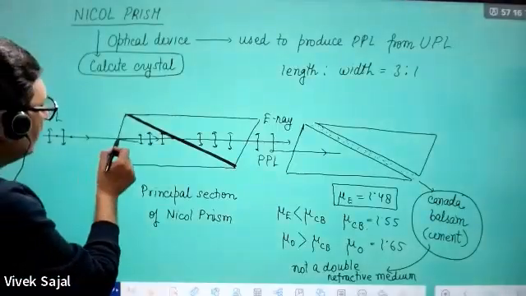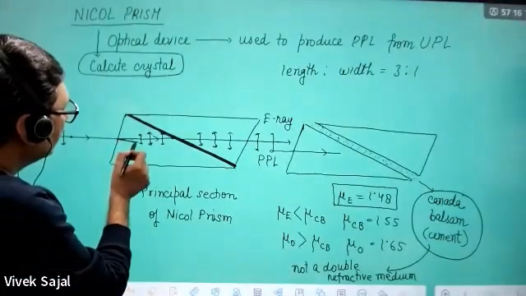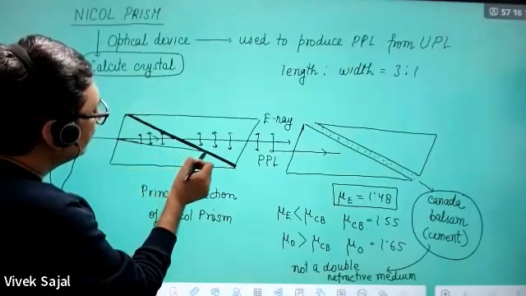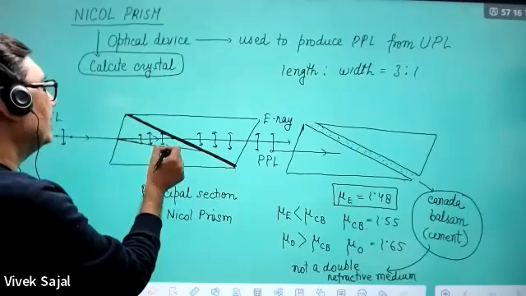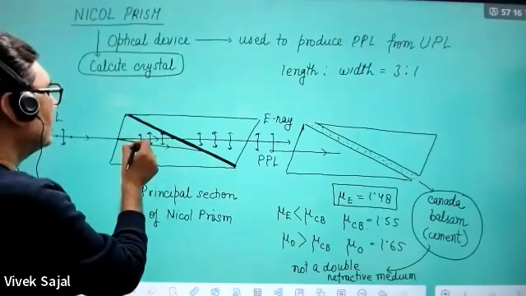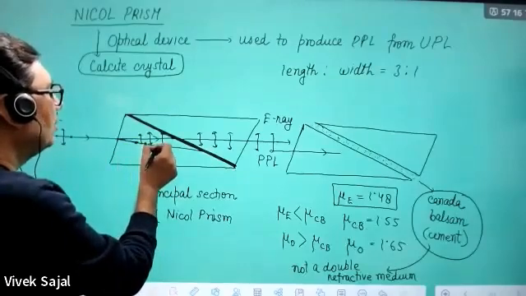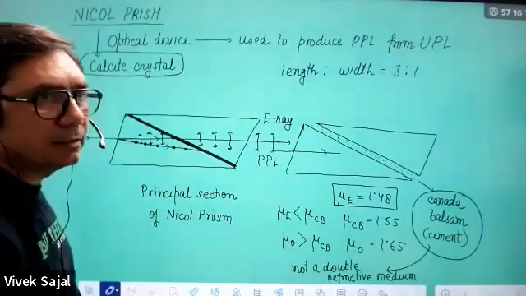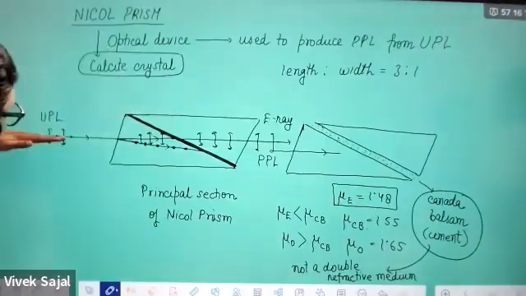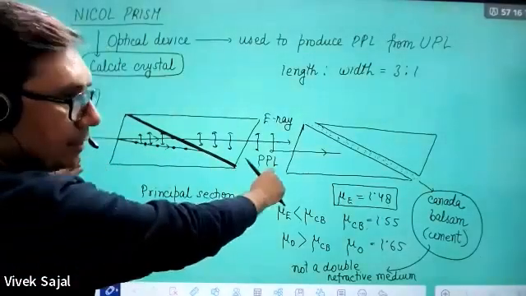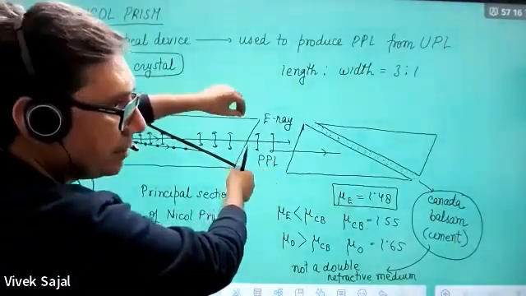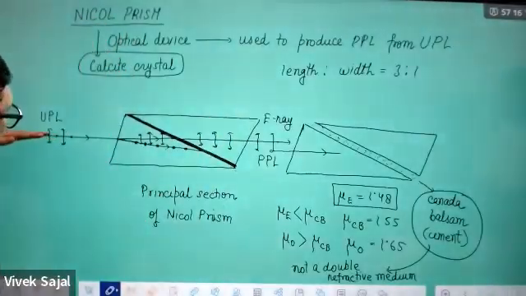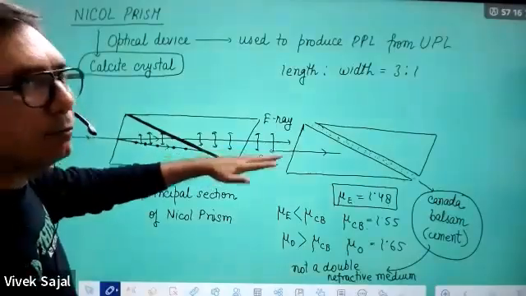Now, what is happening to the other? This is the second refracted light. Its electric vectors will be perpendicular to the principal section. Try to understand this. This length is 3 and this width is 1, a 3:1 ratio, and we are launching this light nearly parallel to this base.